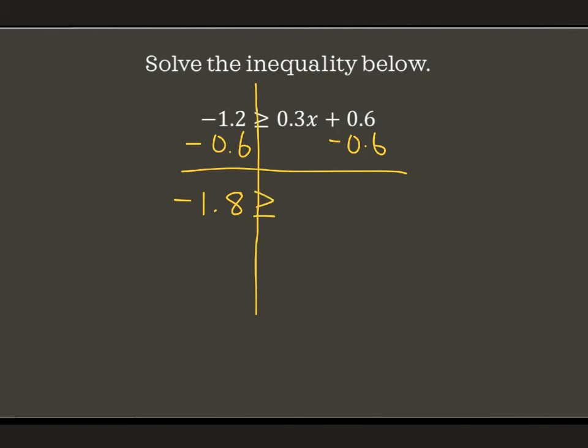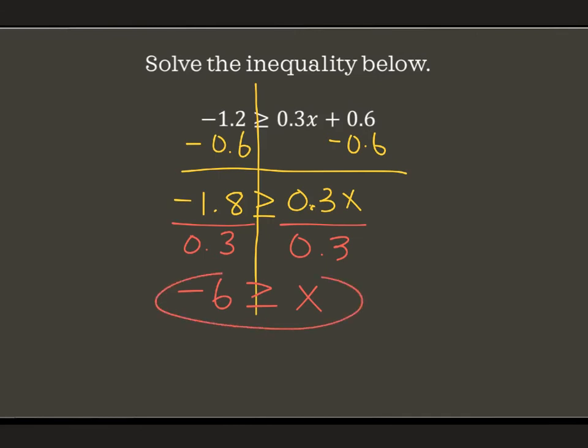Keep my greater than or equal to, and then we have 0.3x on the right. Next step, divide by 0.3. So we should be left with negative 6 is greater than or equal to x. No need to flip the sign or anything because we did not divide or multiply by a negative.